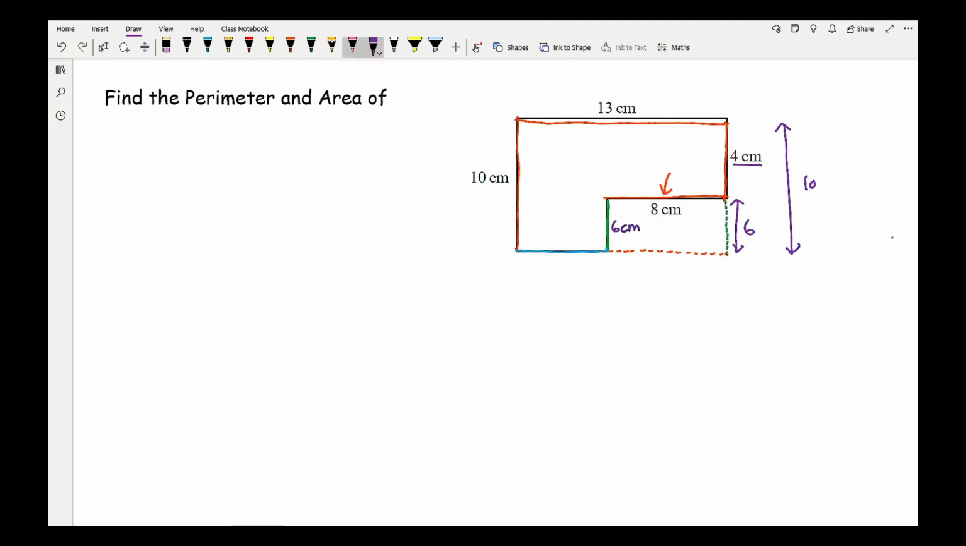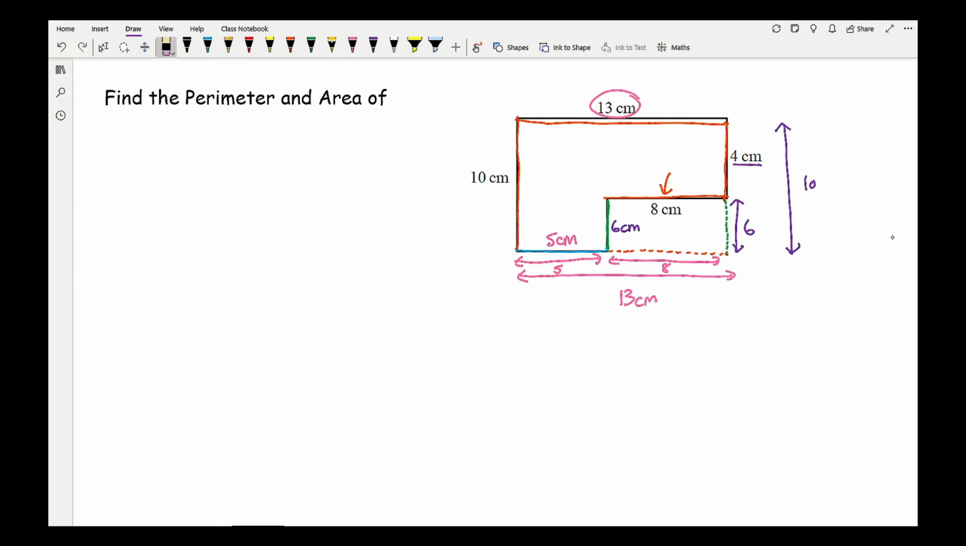Now likewise, this base of this rectangle, so all of this distance is 13. How do I know that? Because it's the top length here. Now if up to here is 8, so what plus 8 is going to give me 13? Well, that's going to give me 5. So this length here is going to be 5 centimeters. And so now what I've got is all the lengths of that particular shape.